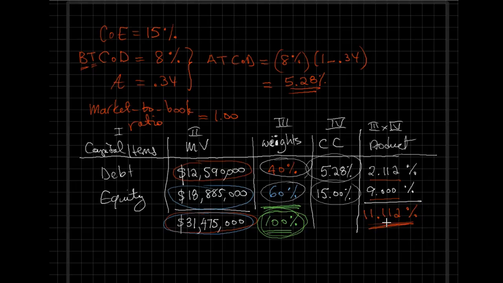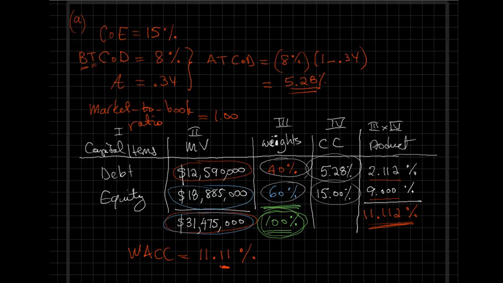This is basically the company-wide cost of capital. So therefore this is your WACC. WACC is equal to 11.11%. So I just rounded it to 2 decimal places of accuracy. So that solves part A of our problem.